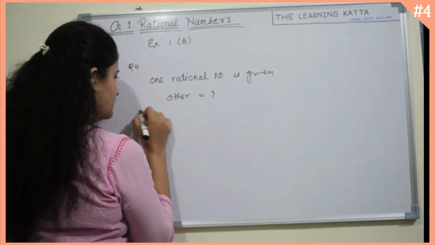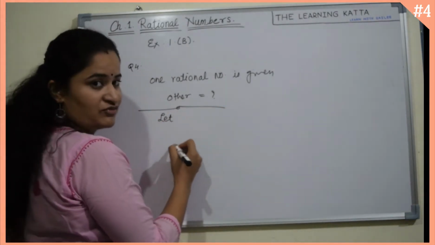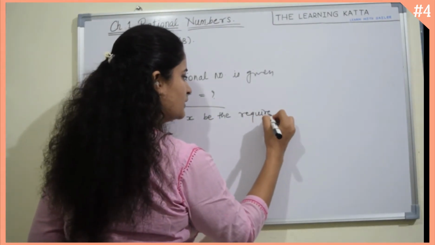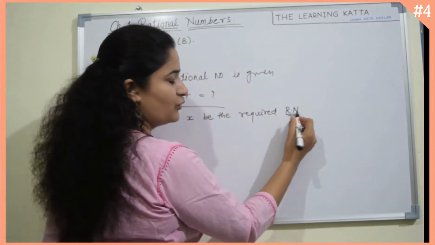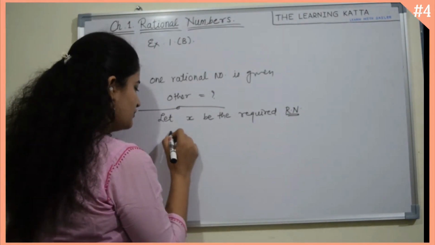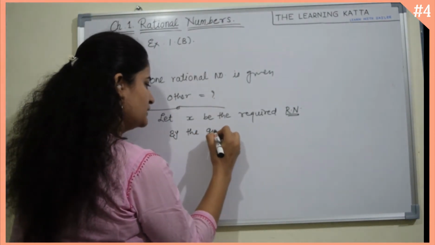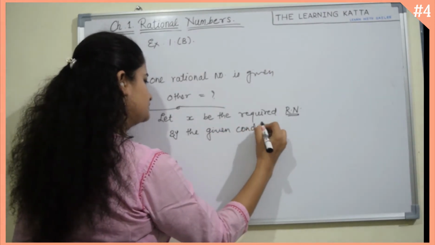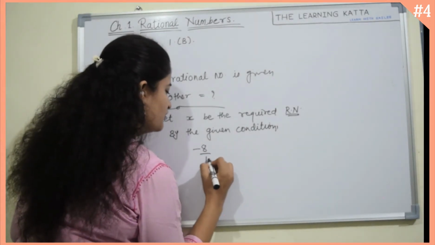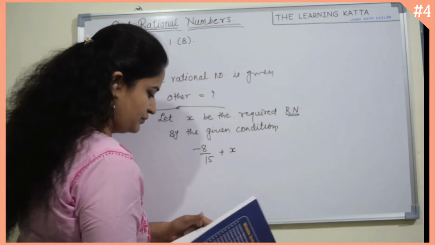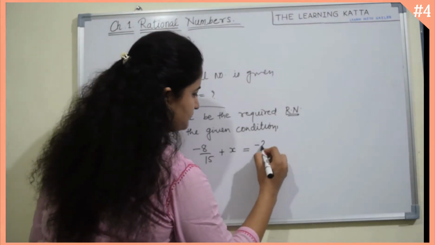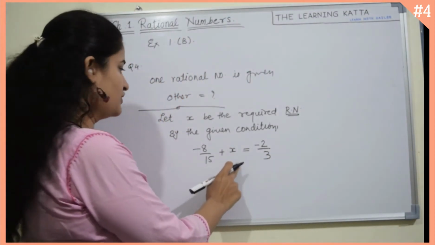So let's get started. So I will start with the rational number which we have to find. Let x be the required rational number. You are supposed to write rational number, the whole word. So by the given condition, one rational number is minus 8 by 15, other is x, and the addition is minus 2 by 3. We have to find the value of x. So we'll have to solve this equation.